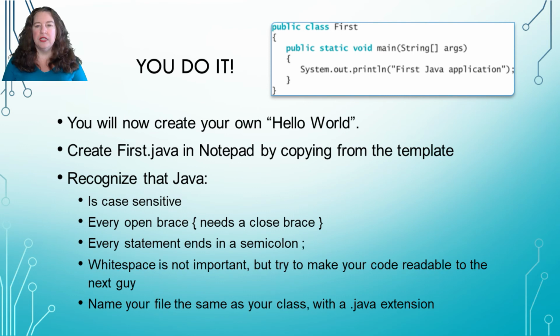White space is generally not important. However, make your code readable to the next guy. Don't be a turd about this. If you get to the end of your line, put in a new line and keep going. White space is irrelevant to Java, but it makes it easier for you to read. If you have 46 characters all on one line and you have to scroll over to find them, it makes your code harder to read. Don't do that. And make sure that when you name your file, your file is the same as your class. So in this case, my public class first with a Java extension. Always use the Java extension because that will allow you to compile it and run it.